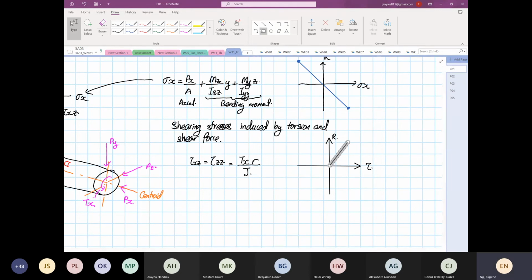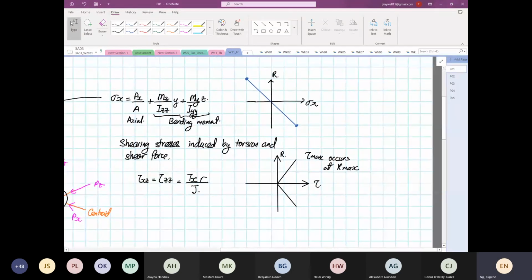I think I showed you guys this before. So again, tau max occurs at R max. Radius max, and the one above is we also have stress x max, which occurs at R max.